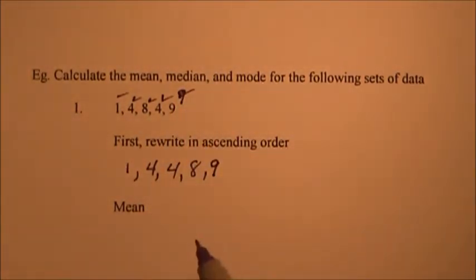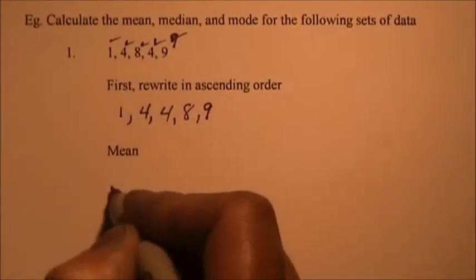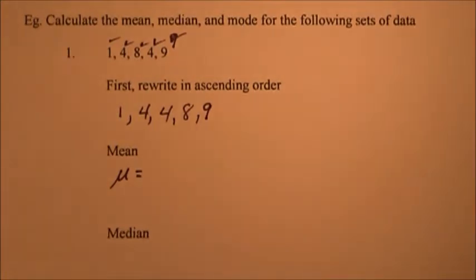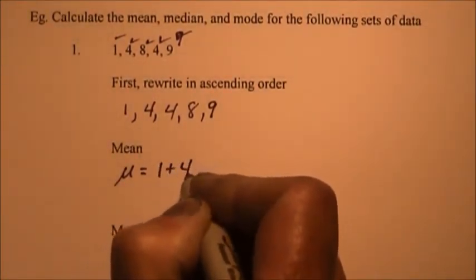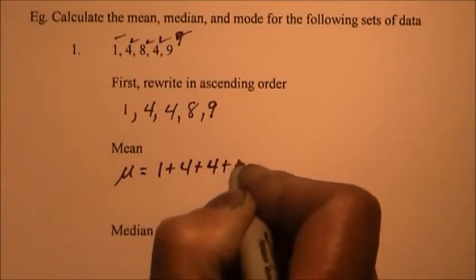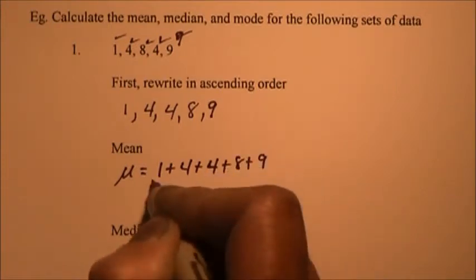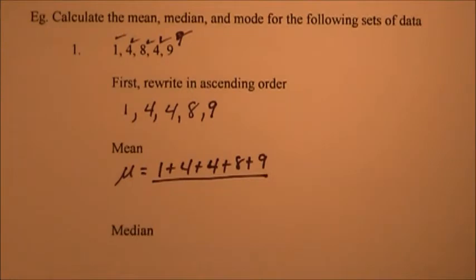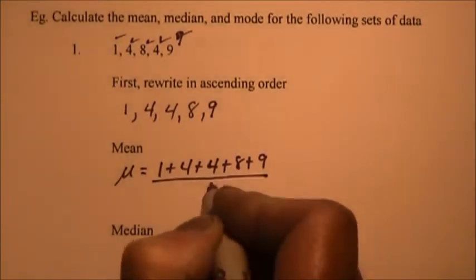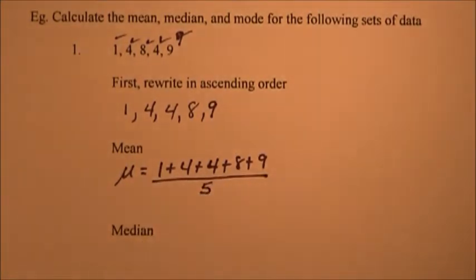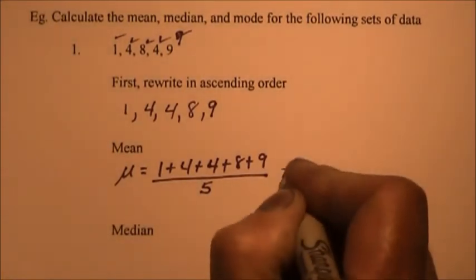So, first thing we're going to do is calculate the mean. To calculate the mean, and there's our symbol for mean, we're going to add everything together. So 1 plus 4 plus 4 plus 8 plus 9, and divide it by the number of numbers we added. So we added 1, 2, 3, 4, 5 together, so we are going to divide by 5. When we go to do this, we get 5.2.